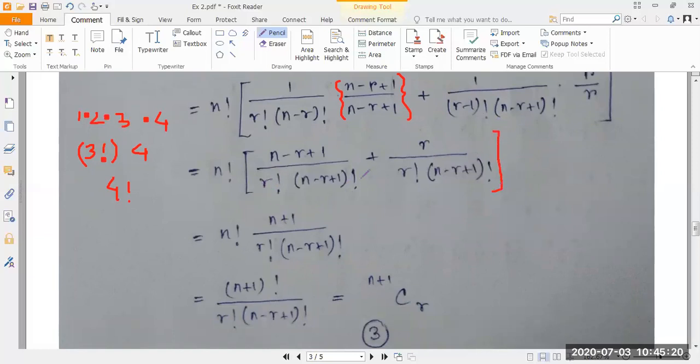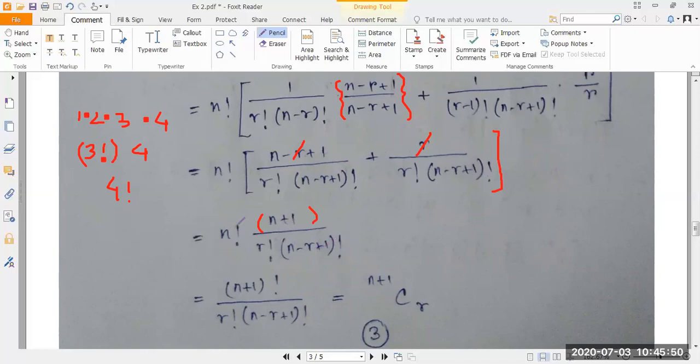Now what I do is, if you see, the denominator for both the fractions is the same. So we can add these two terms because they have the same denominator. So what we have is n factorial by, the denominator remains the same, and on the numerator we have (n−r+1) plus r. So these two r terms get cancelled and we are left with n+1. So we have n factorial into (n+1) by r factorial into (n−r+1) factorial.